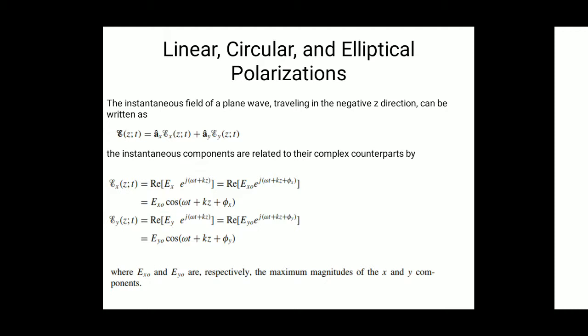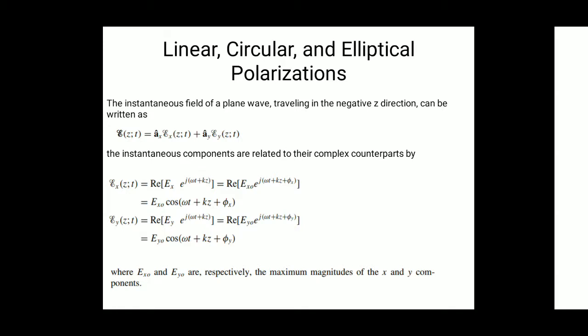Before we discuss the types of polarization, first we discuss the instantaneous field of a plane wave. Now we consider the electric field traveling in the negative z direction, which can be written as E(z,t) = a_x E_x(z,t) + a_y E_y(z,t). Basically, this is the X component of the electric field, and this is the Y component of the electric field.